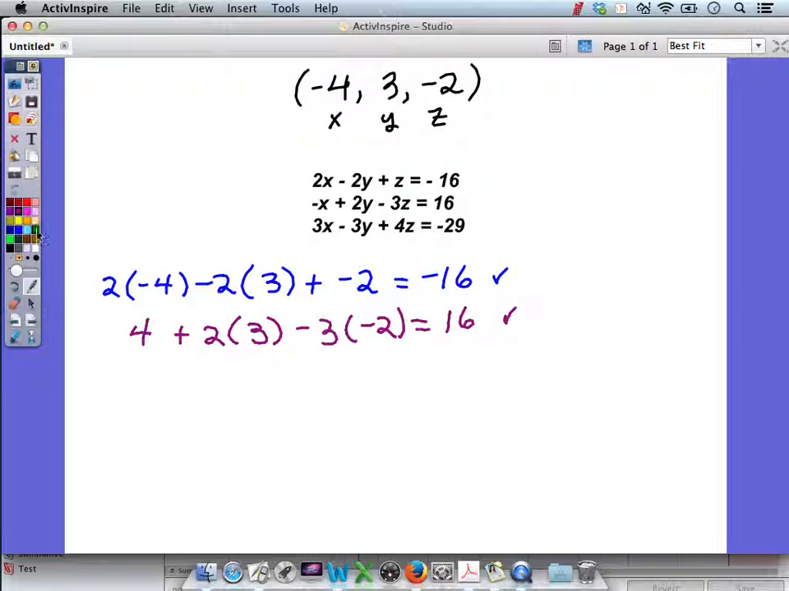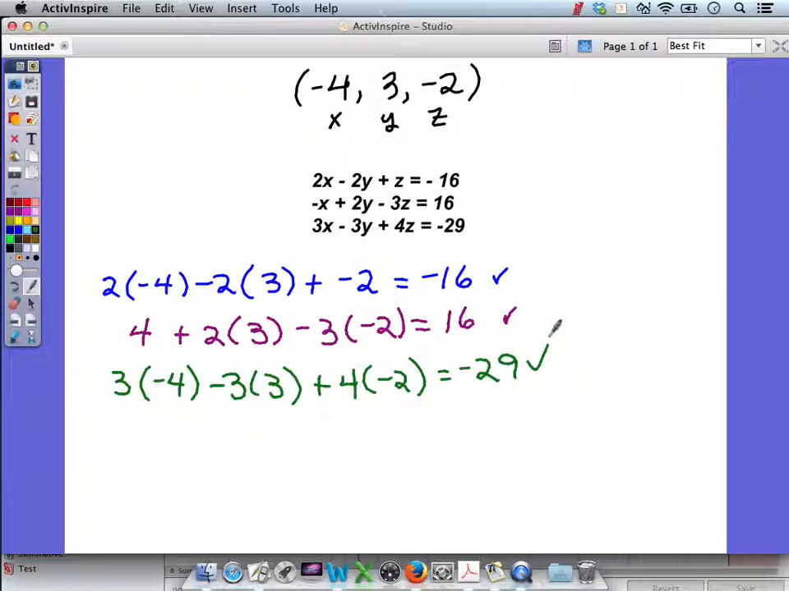You can't stop there because sometimes it'll work for 2 of them and not work for the third. You have to check the last one. 3 times negative 4 minus 3 times 3 plus 4 times negative 2 is equal to negative 29. Plugging these back in, even if you have just x and y, plugging those back in is always worth your time to make sure that your answer is going to be correct. So here's my answer, negative 4, 3, negative 2, and I know it's right because it checked out in all three. This is 3 equations with 3 variables.